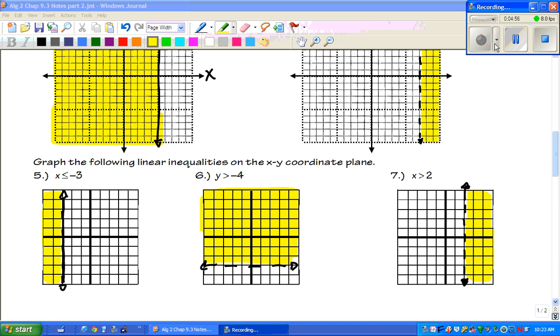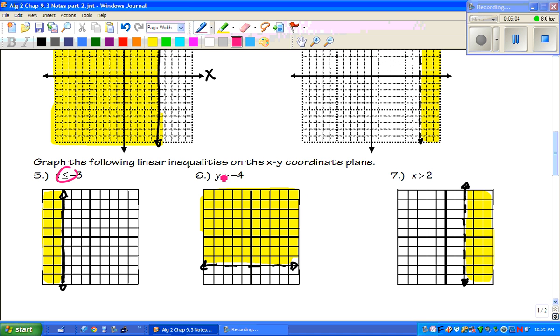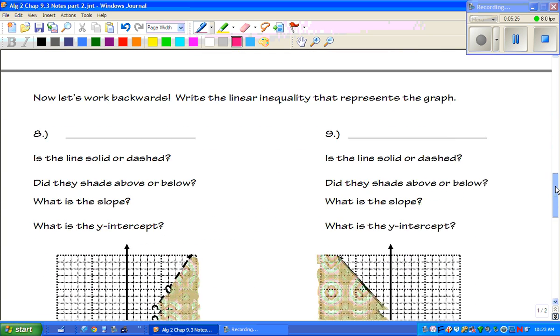Okay, so there are the 3 graphs. Number 5 is less than or equal to, so it's a solid, and we shade to the left. 6 is greater than, so it's dashed, and we shade above. And 7 is greater than, so it's dashed, and we shade to the right. Just remember that x crosses the x-axis and y's cross the y-axis. All right, let's go ahead and flip it over.